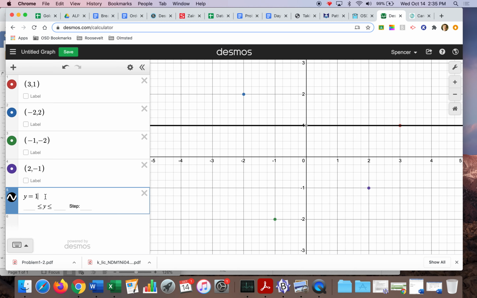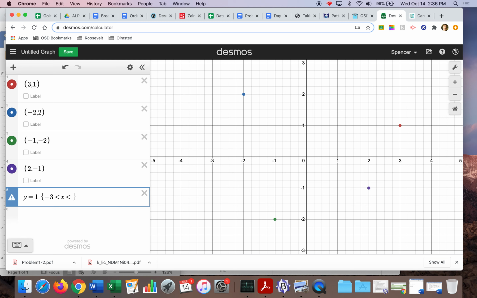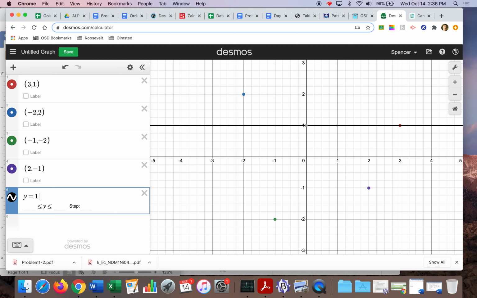Now I could add a domain to this, which is to say I only want it to go from negative 3, right, on the x, so x has to be greater than negative 3, and it has to be less than, let's say, 4. And so now it only exists, so this is a line segment now. It goes from negative 3 to positive 4, and x is going to fall in that range there. And if I delete this out, it's going to be back to a line, and it's going to go on forever. And these lines are always flat if I say y equals a constant value.